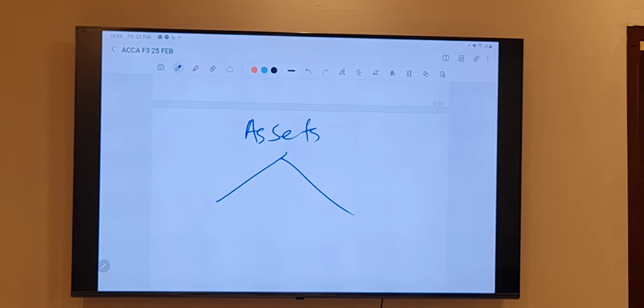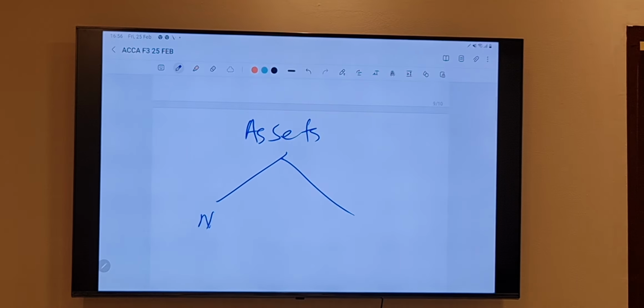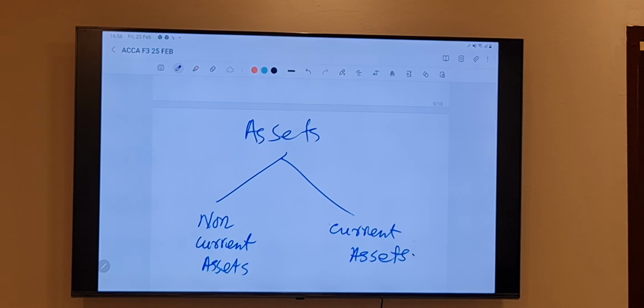There are two headings. One is non-current asset, the other is current asset. Now remember. So fixed asset is gone? No. Fixed asset didn't go. It is still there, but they brought it under this heading.